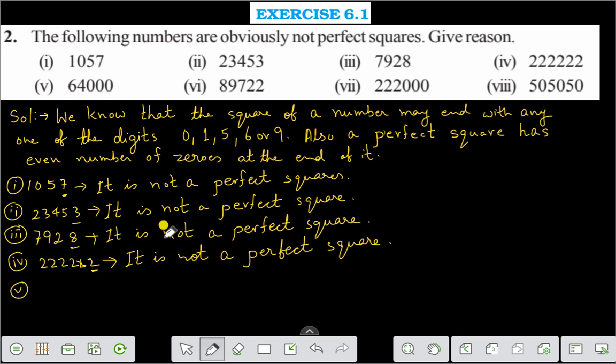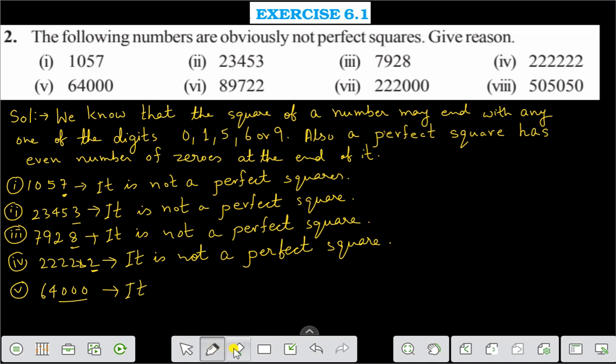Question number 5 is 64000. Here you see only 3 zeros are there, right? And a perfect square has an even number of zeros at the end of it. This is not an even number, therefore it is not a perfect square. Only 3 zeros. To be a perfect square, there should be an even number of zeros.